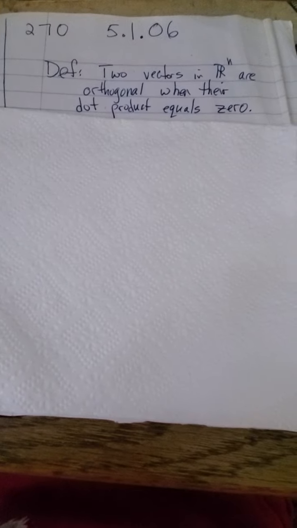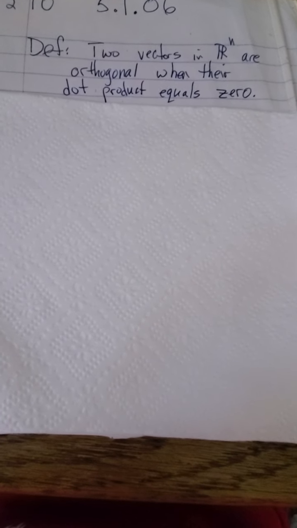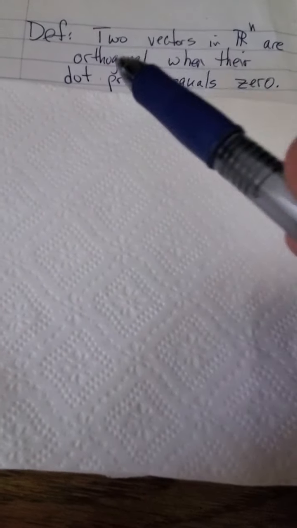Well, this leads to something pretty fun, cool, and awesome. Since the dot product is connected to the cosine of the angle, if the angle is 90 degrees or pi over 2, which has a cosine of 0, that means the dot product is 0. So two vectors in Rn are orthogonal when their dot product equals 0. Orthogonal is a fancy word for perpendicular.